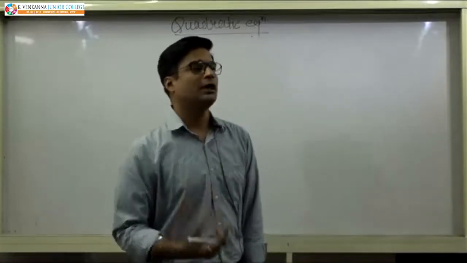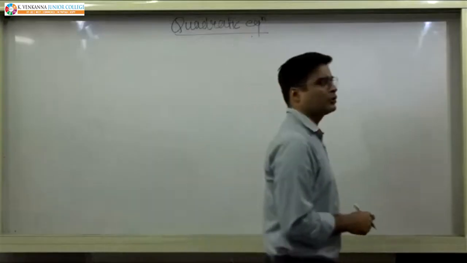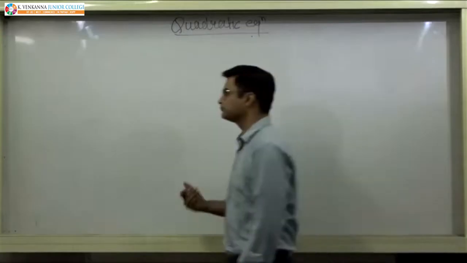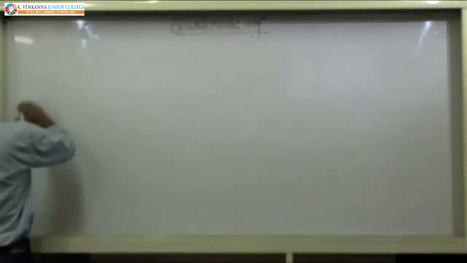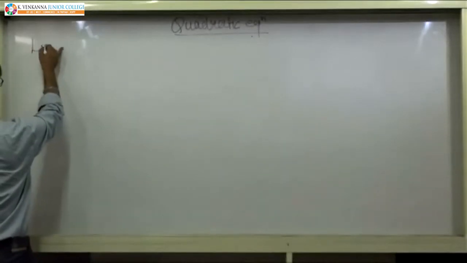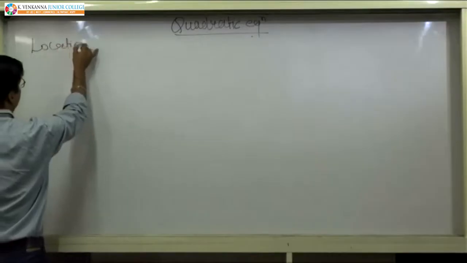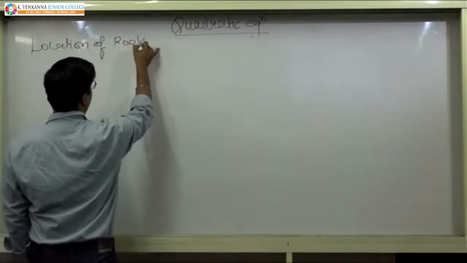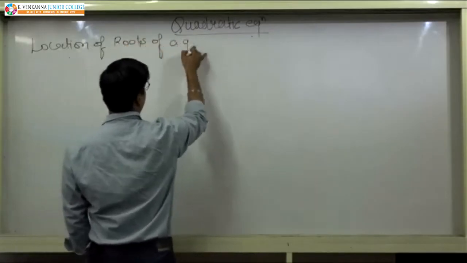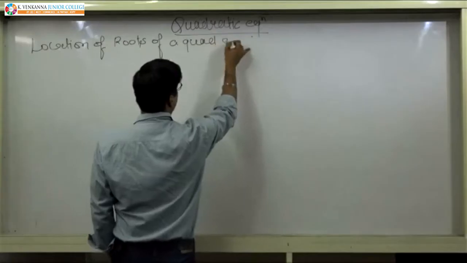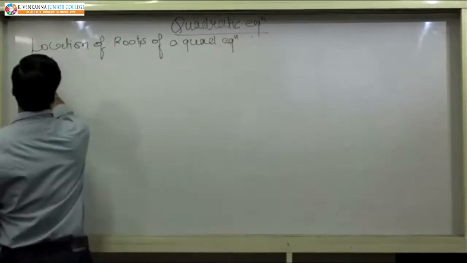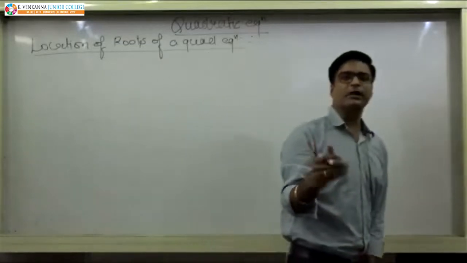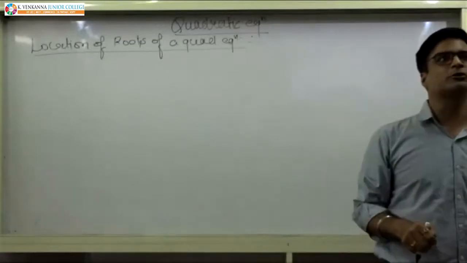Okay, so this is more or less our last class for this quadratic equation. Let's continue. We were talking about location of roots of a quadratic equation. By location of roots, we have already discussed three cases also.